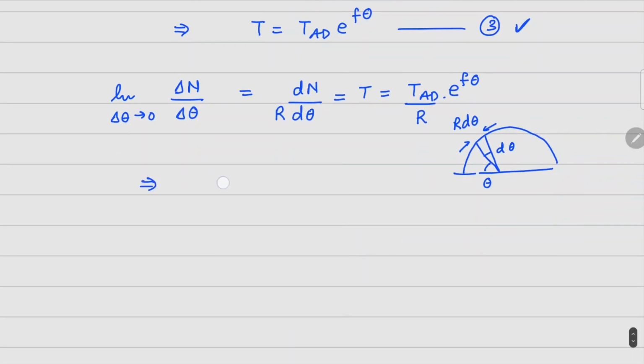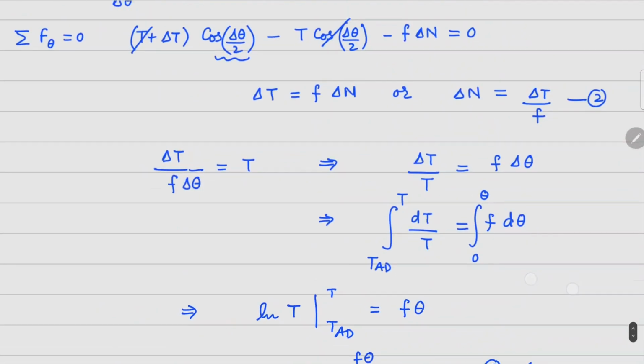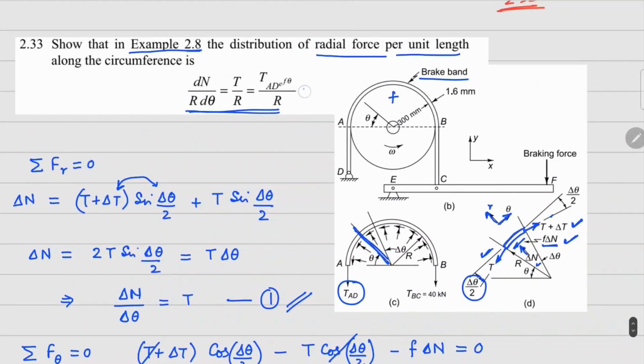This gives us dn over r d theta, which is the per unit length change in your normal reaction force, equal to T AD divided by r e to the power F theta. And this is the result that we were supposed to derive here.